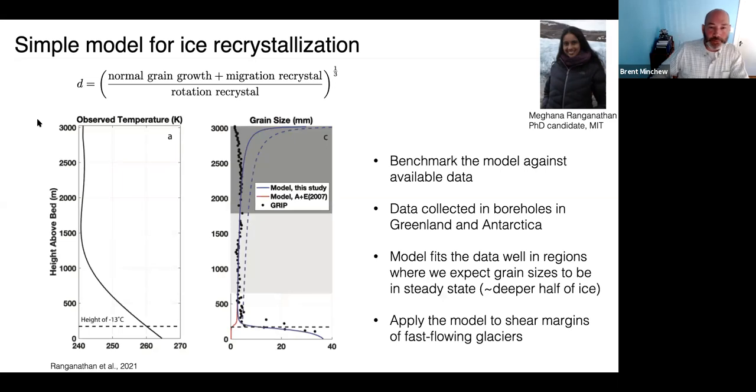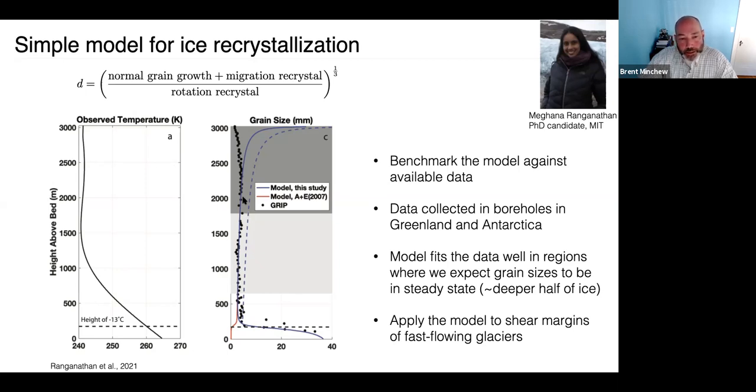Right. So we take this model, include this mechanism for migration recrystallization, and we benchmark it against the only real data that we have within the ice sheets for looking at the grain sizes. So these are taken within the boreholes that are collected in Greenland. This particular one is within the GRIP ice core in Greenland, which is close to, but not exactly at, the summit of the Greenland ice sheet. So this is an area that experiences a little bit of vertical shear, and that vertical shear is going to be concentrated down toward the base of the ice column itself.